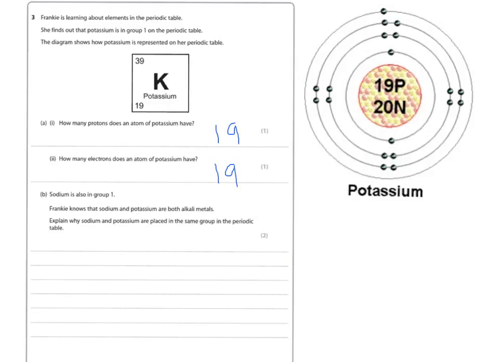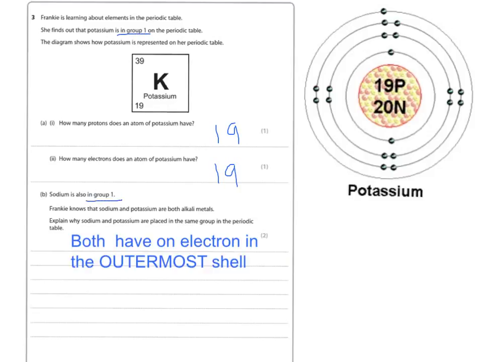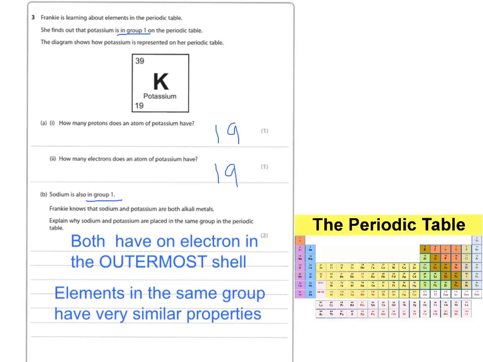The question goes on to make the point that both elements are found in group 1 of the periodic table. The group number depends on how many electrons are in the outer shell, so we can see here it's 1 for potassium, and if sodium is in group 1, it must have 1 outer shell electron as well. It's also worth remembering that if elements are in the same group, like these are, then they'll have very similar properties to each other.